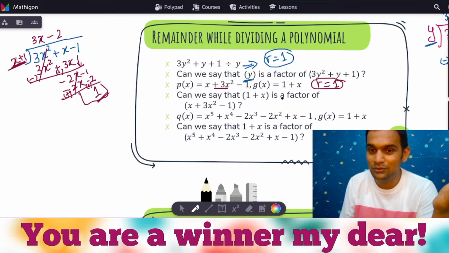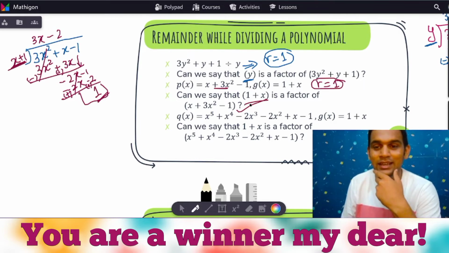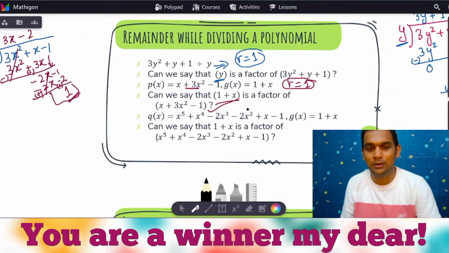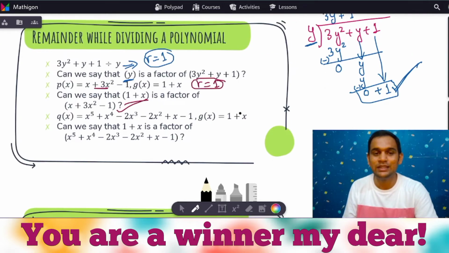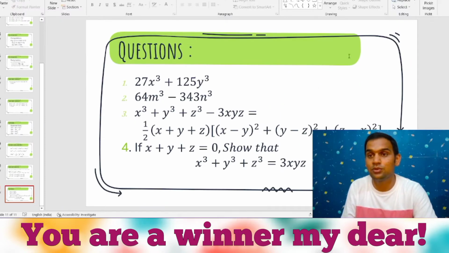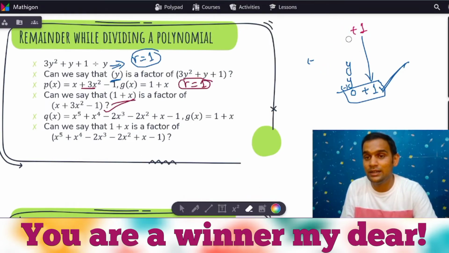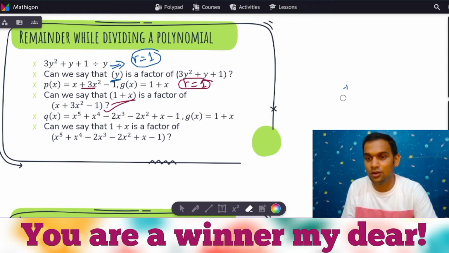Yes. Can we say that 1 plus x is a factor of x plus 3x square minus 1? Absolutely not. Yes. Let's go through one more multiplication and then try to find out if we can say it as a factor. Oh, I'm sorry. Yeah. Can we say, let's try to understand, can we say that if it's a factor or not?